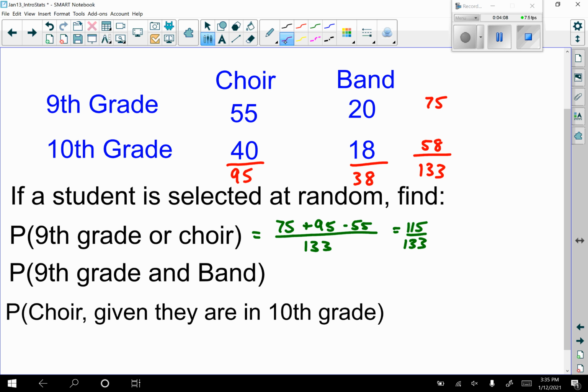Now the probability that the student is in 9th grade and band, think of this as trying to get one card that has a couple things, that it could be a 6 and a spade. So we're just looking for that one amount. So this would just be 20 out of the 133.